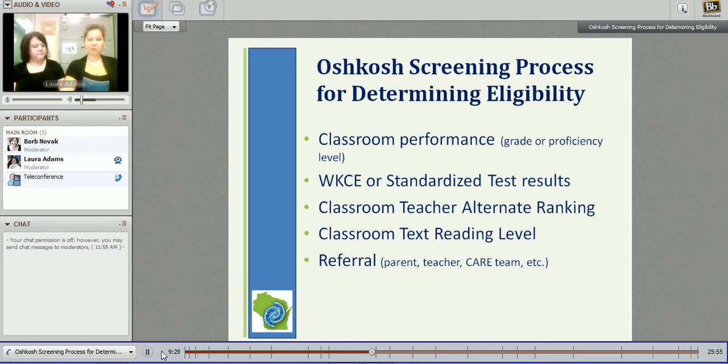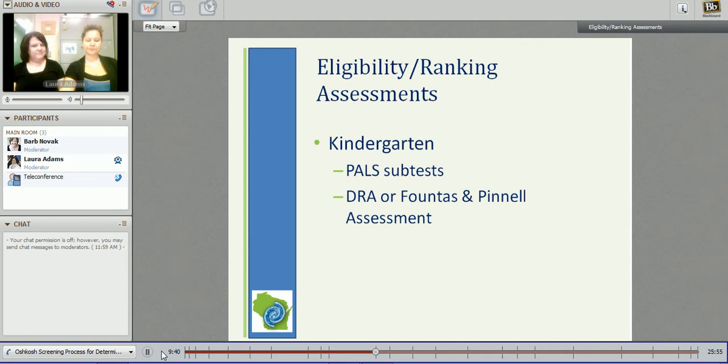They also include referrals by parent, teacher, or what they call their care team, and decisions regarding services are made on a student-by-student basis. At the kindergarten level, the information from the PALS subtests may also be used for determining eligibility before a student is tested using that common assessment, the DRA2, which I just talked about. Prior to implementation of PALS at the state level, a similar battery of early literacy assessments was used.